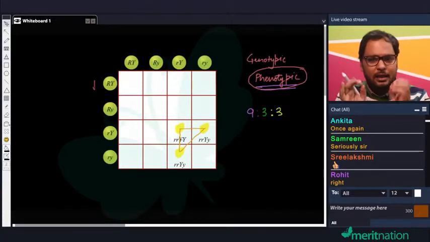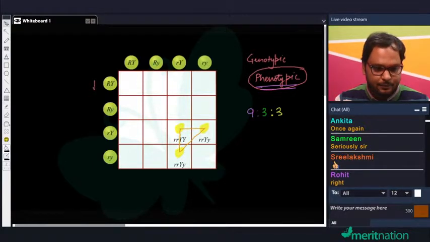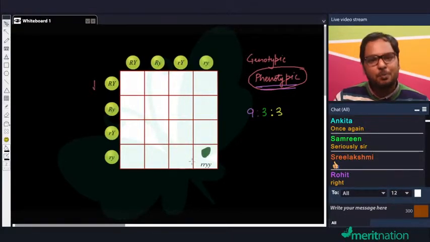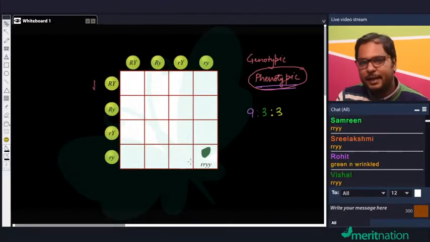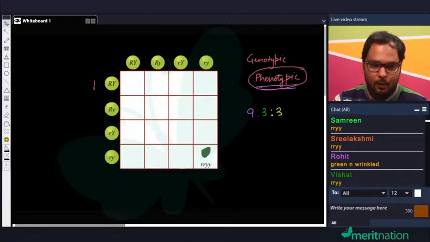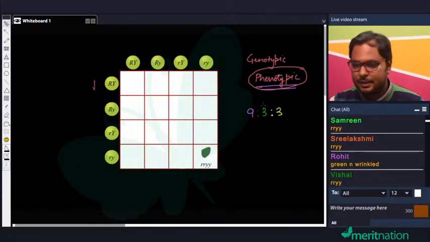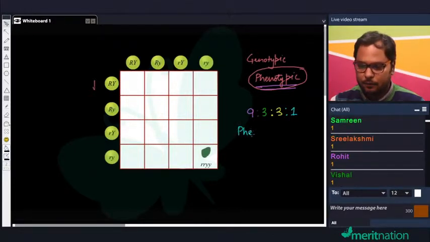Now a single cell is left here, the last cell that you can see here. It is small r, small r and small y, and without any guesses the phenotype will be, yes, green and wrinkled. Very well. So last but not the least, the last ratio is 1, and this is the phenotypic ratio of a typical dihybrid cross.